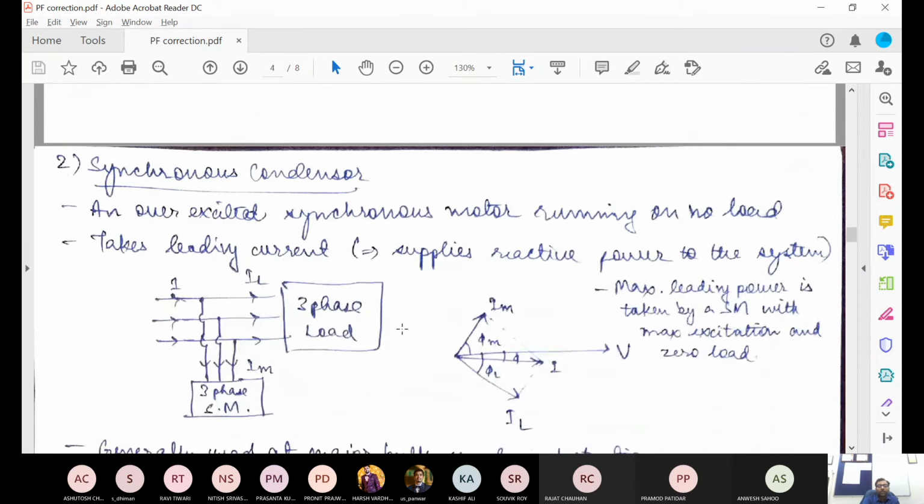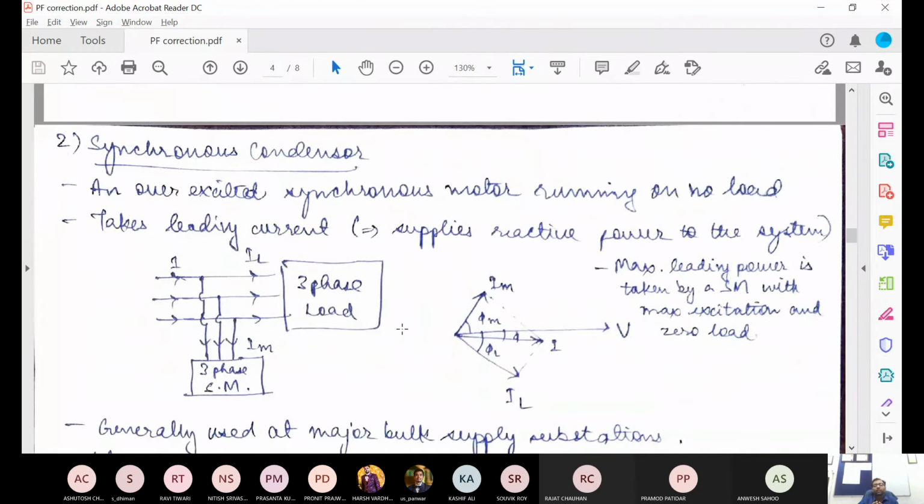Then second is the synchronous condenser. The synchronous condenser, as I said, is basically a synchronous motor which is operating at no load and in overexcited condition. Overexcited means that there is a rated value of field current which will generate the rated value of flux in the machine.